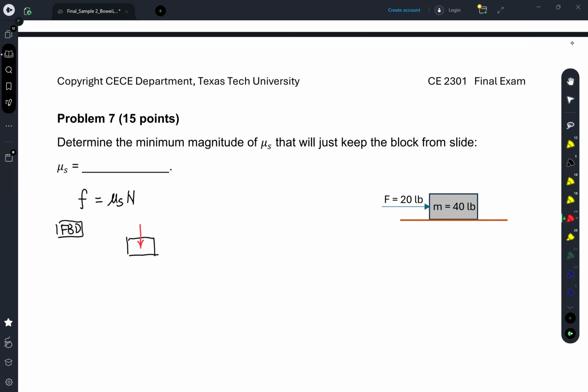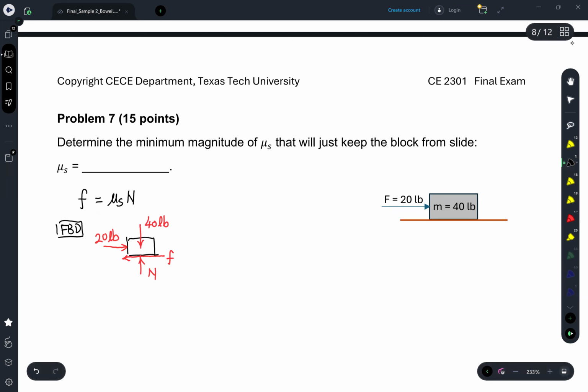Good. So it is 40 pounds. And we have an external force here, which is 20 pounds. In addition to that, we have the support normal force here, right? And then our friction. The direction of friction is opposite to the external force because it is trying to cancel that out to keep our block there, right? That is the free body diagram.